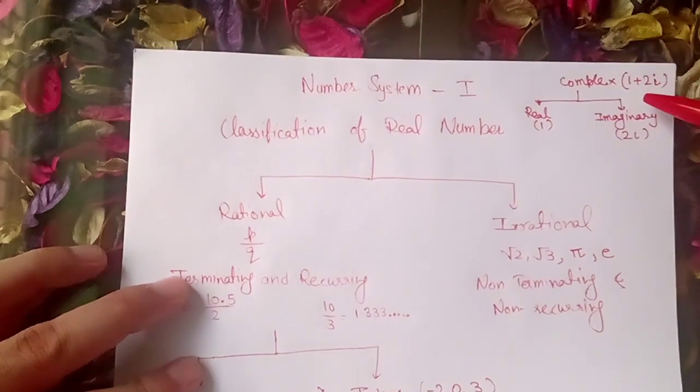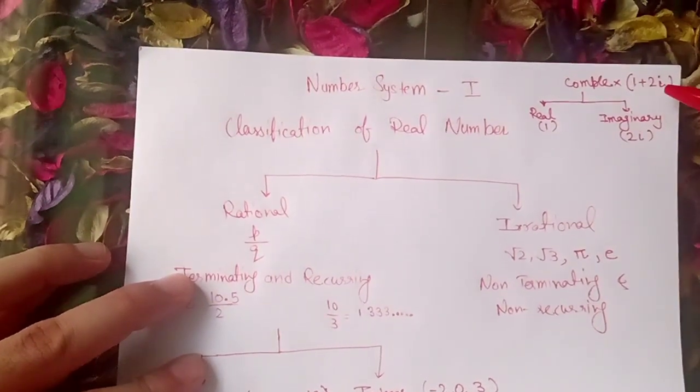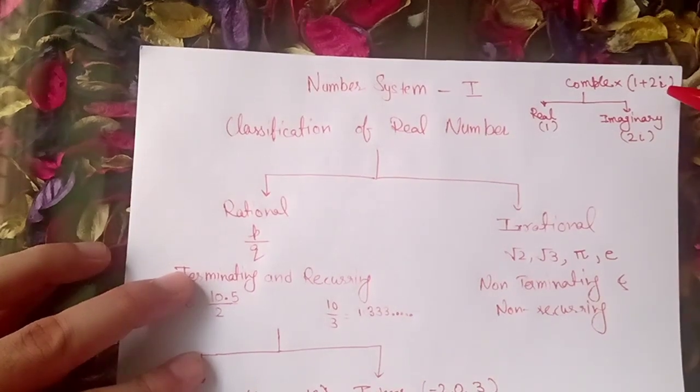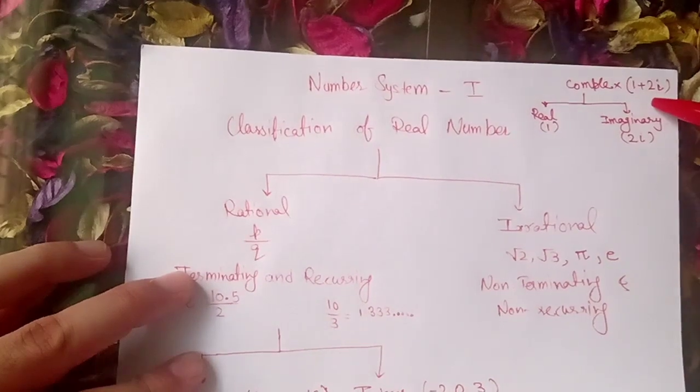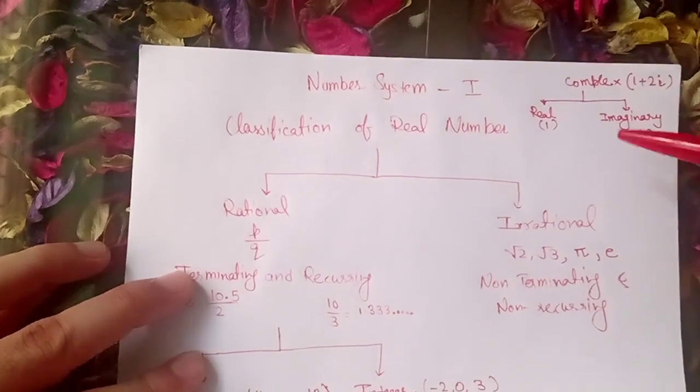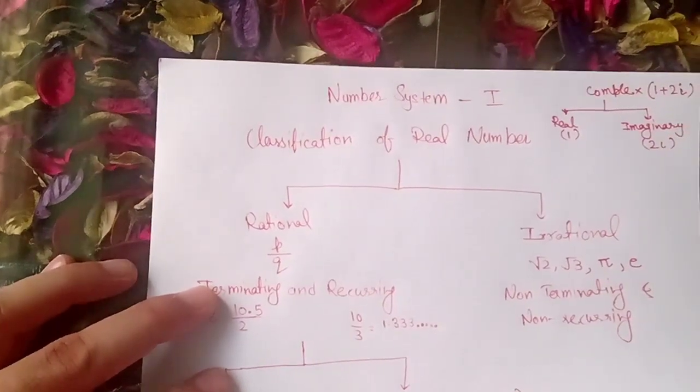So the complex number is, that is, 1 plus 2 iota. This i is symbolized as iota. So the real part is this and this is the imaginary part. So this can be written as real and imaginary. Today we will discuss the real numbers only.